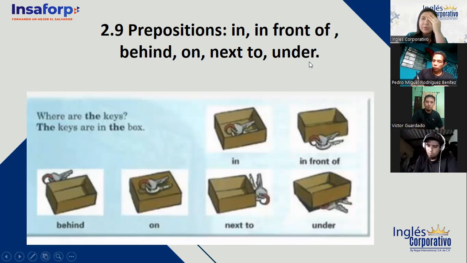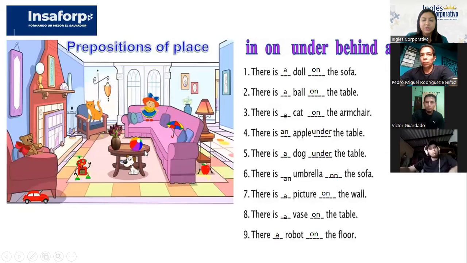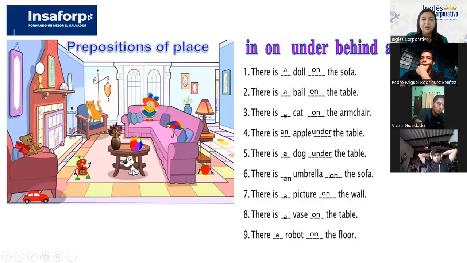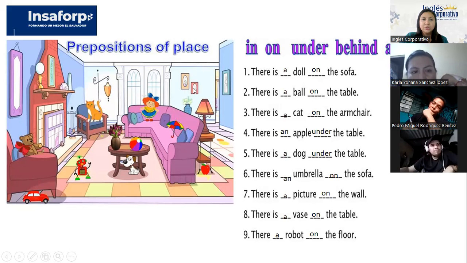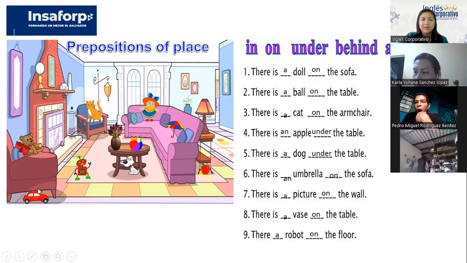Esto también lo pueden encontrar en su manual y en la plataforma. Okay, so here, for example, you can see the picture. There is a doll on the sofa. There is a ball on the table. There is a cat on the armchair. There is an apple under the table. There is a dog under the table. There is an umbrella on the sofa. There is a picture on the wall. There is a vase on the table. There is a robot on the floor. There is a car under the armchair.